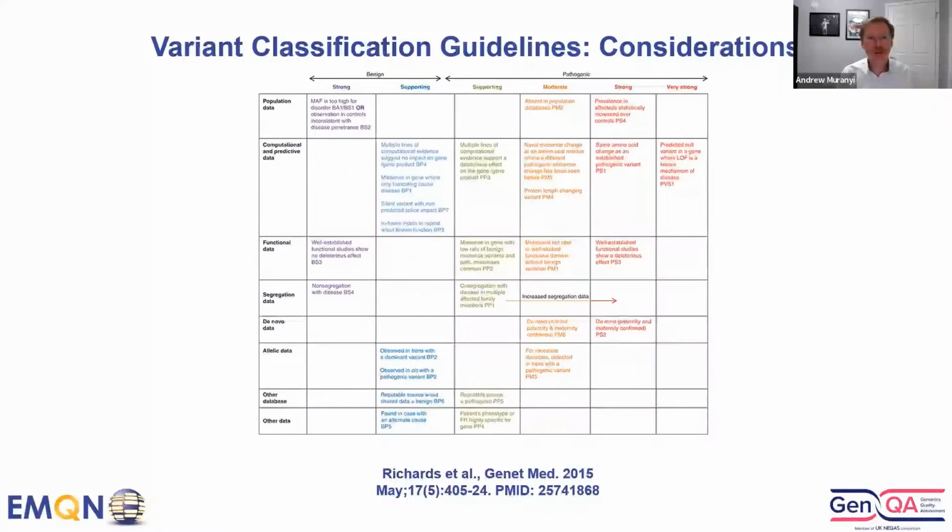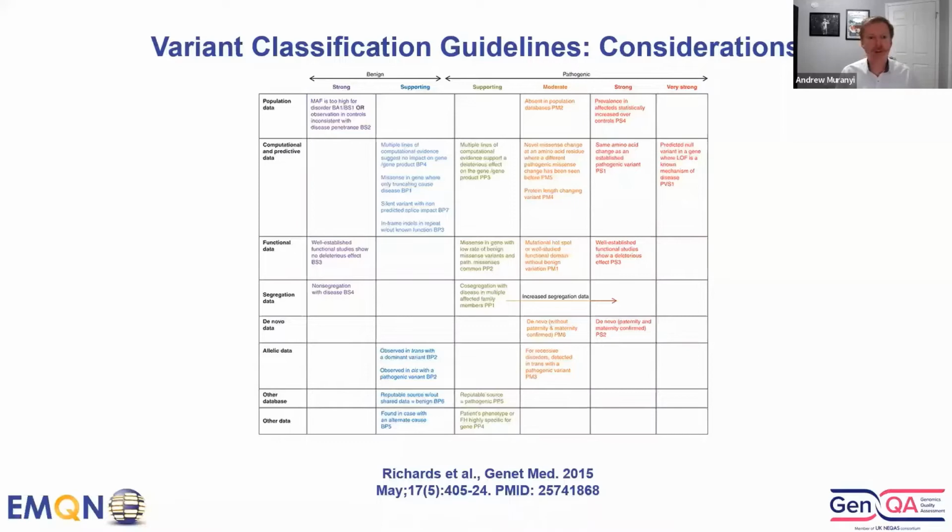Variant classification information can be broken down into several different categories of evidence, such as population data, computational predictive data, functional data, segregation data, and allelic data. The majority of these classes of evidence have both benign and pathogenic leading evidence, with the exception of de novo data. De novo only has evidence that leads towards pathogenicity, not to benign.